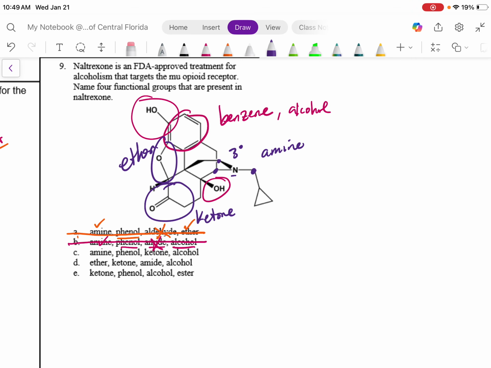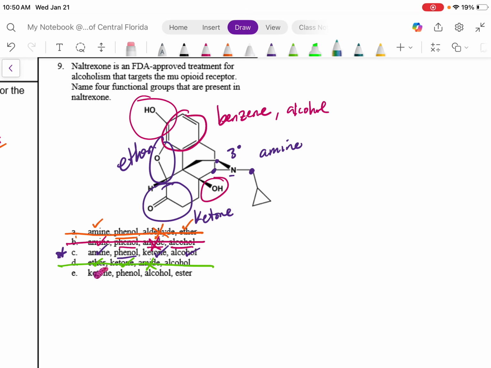Do we have an amine? Yes. Don't know what a phenol is. Do I have a ketone? Yes. Do I have an alcohol? Yes. So that one's a potential. Do we have an ether? Yes. Ketone? Yes. Amide? No. Off the table. And then ketone? Yes, don't like that one.